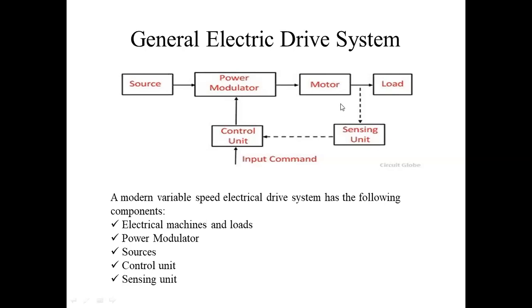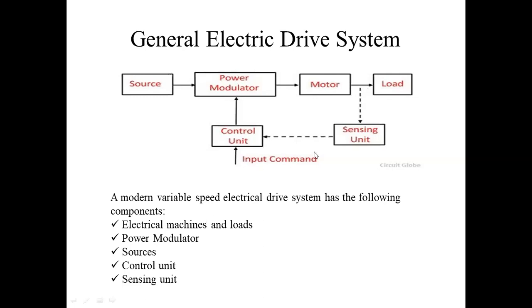Now, how does it function? Suppose I want to drive the motor at 1500 RPM, and it is connected to the load. So I am sensing the speed of the motor, and the sensing is given to the control unit. The control unit is given to the power modulator. The ultimate aim is to run the motor at 1500 RPM. Now with an increase in the load, the motor speed drastically reduces, for example to 1300 RPM. I give the sensed value to the control unit, but the input command is 1500 and the sensed speed is only 1300, so the balance is 200 RPM. For that 200 RPM, I have to boost it up.